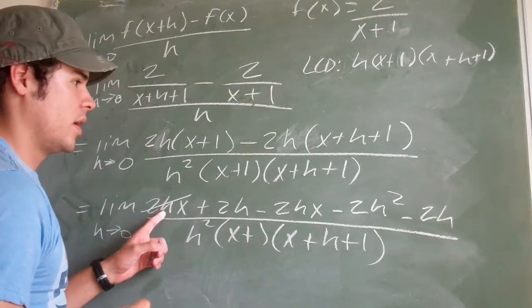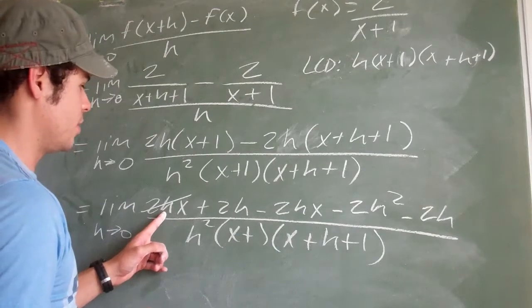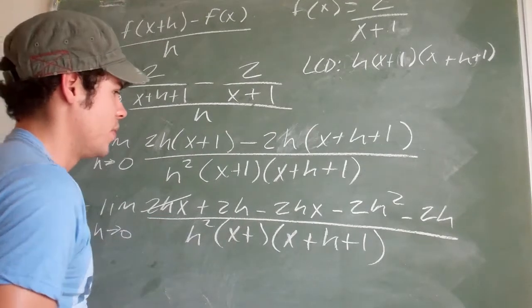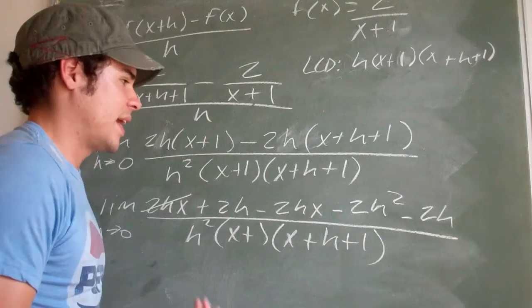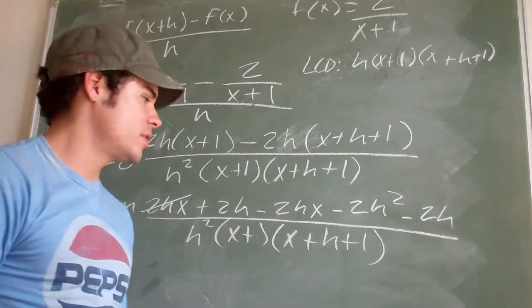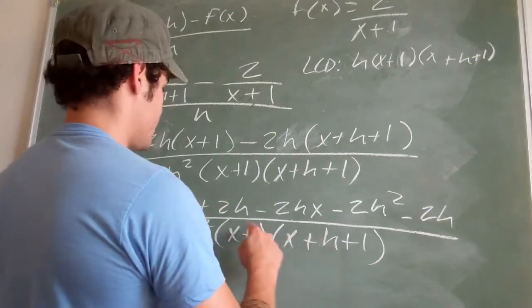And really, all of my terms have h in them, don't they? But I'm not going to factor out the h just yet, because I want to get rid of all my like terms that I can get rid of first, and then I'll factor out the h. And I'll show you what I'm talking about.